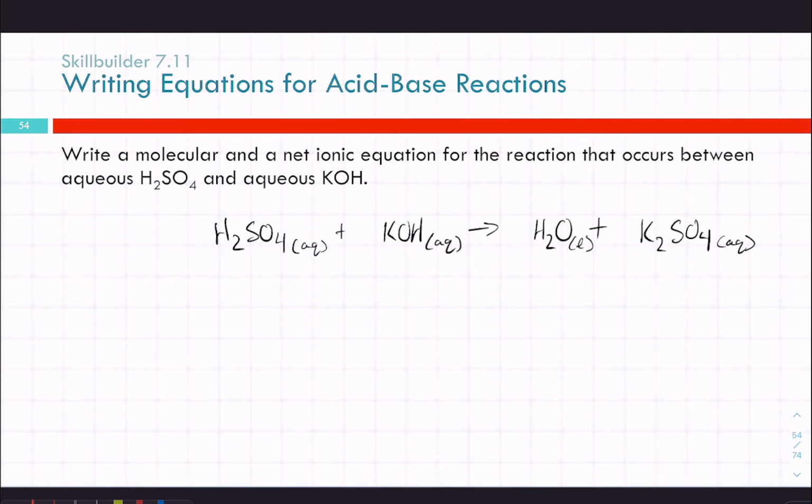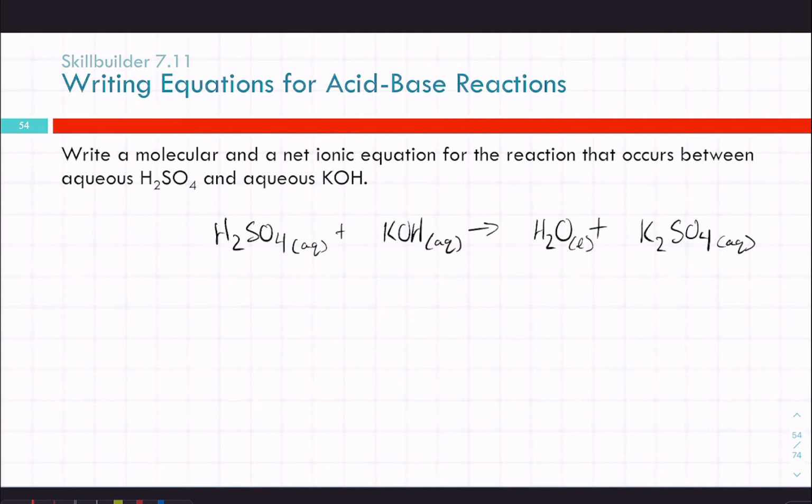You could also do this by writing all of the, so you could go to a net ionic equation next. Or sorry, a complete ionic equation. Did kind of skip that step. Now we just need to balance it. So in this case, we do have an element, hydrogen, that's in 2 compounds on the left side. So we're going to wait to balance that until the end.